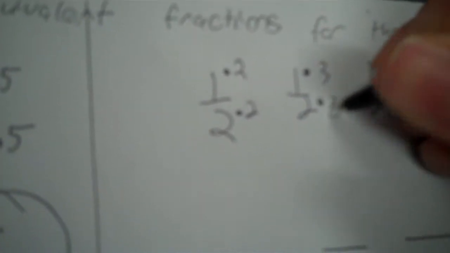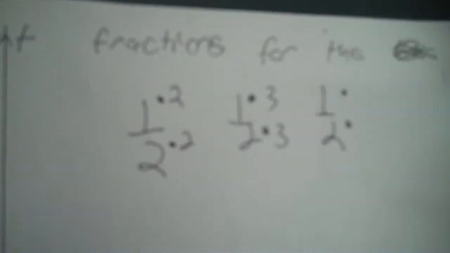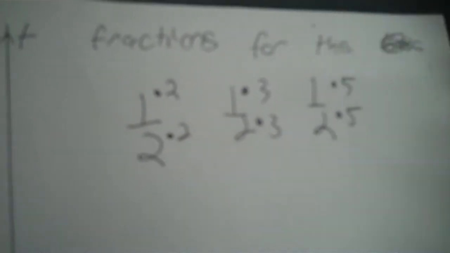1/2. Okay, pick a number. Let's just do the same thing. Let's go 2, 2 here. Times. Let's go 3 and 3 here. Let's go 5 and 5 here. You can do it with any number. 1 times 2 is 2. 2 times 2 is 4. 1 times 3 is 3. 2 times 3 is 6. 1 times 5 is 5. 2 times 5 is 10.